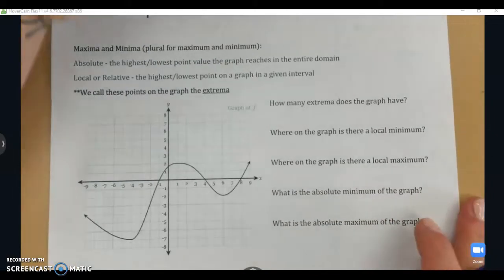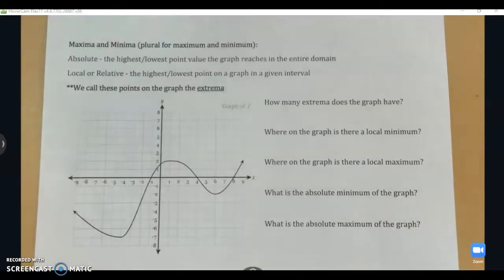Maxima and minima. That is just the plural for maximum and minimum. So the plural for maximum is maxima, and the plural for minimum is minima. We call these points on the graph extrema. So if you're ever talking about extrema, that is the general term for a maxima or minima. And we have two kinds.